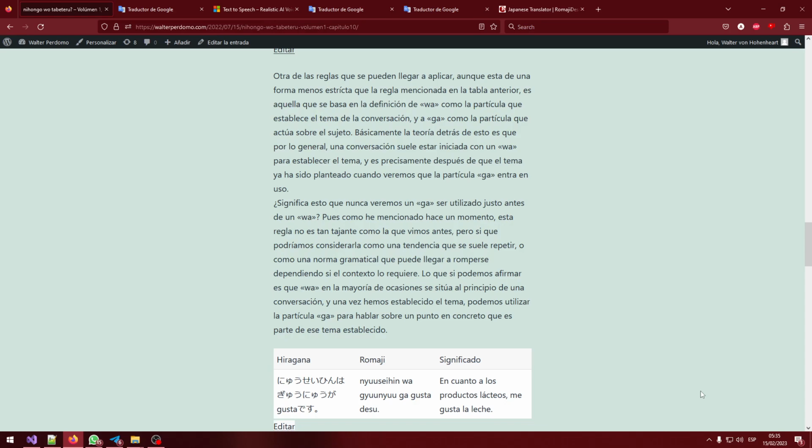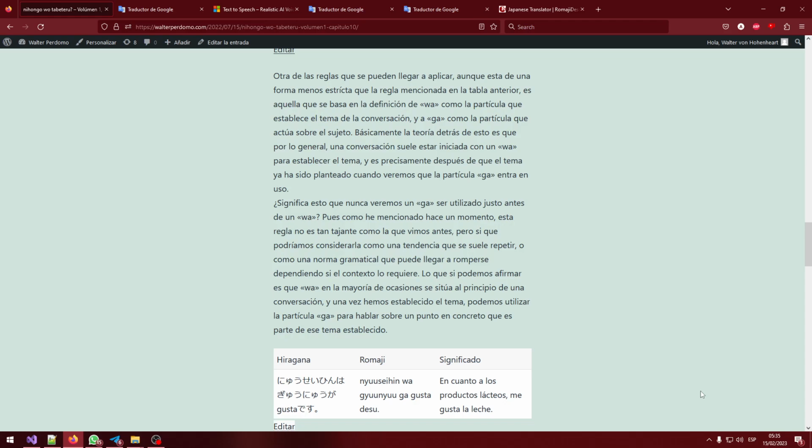Okay, so basically we are using wa to establish the topic and ga to point out something specific about this topic. Maybe the topic is something more general and the subject is something specific. So yeah, that's it. This is a good example of how to see the difference.